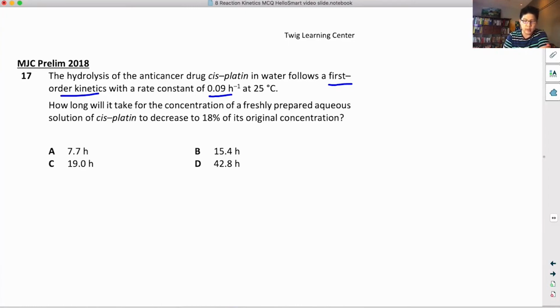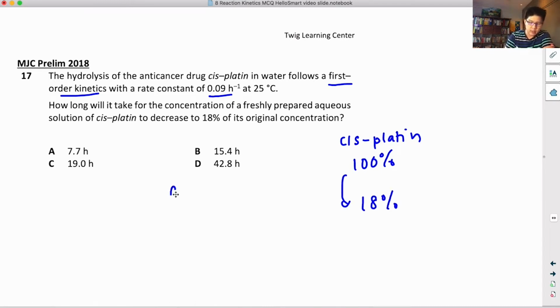Alright, how long will it take for the concentration to decrease to 18% of its original? So you must understand that this is the drug. Maybe this is platinum. Okay, so you start with 100%, you're going to drop to 18%. Alright, so we're just going to use the formula Ct equals C naught times half to the power n. Alright, so in the end you are left with 18%, you started with 100%, half to the power n.